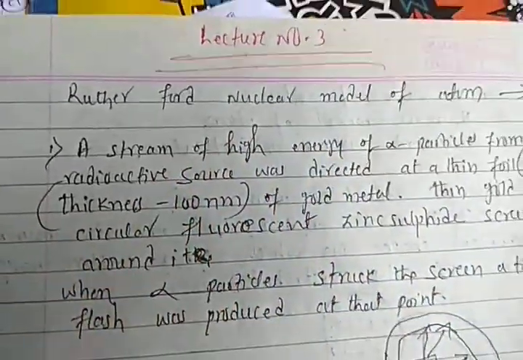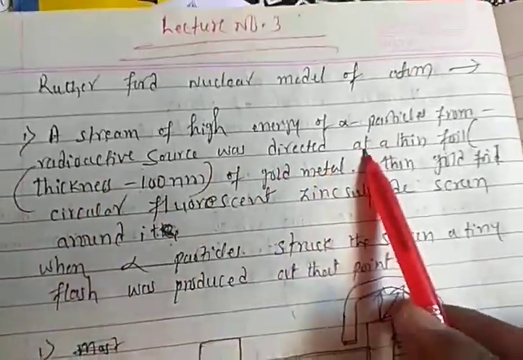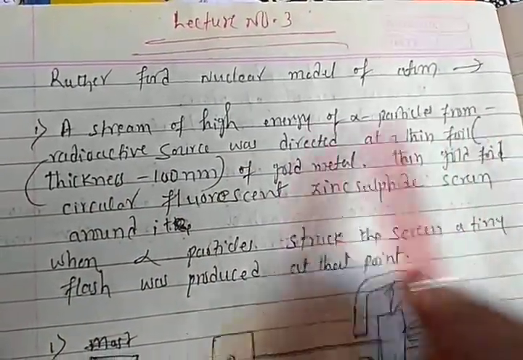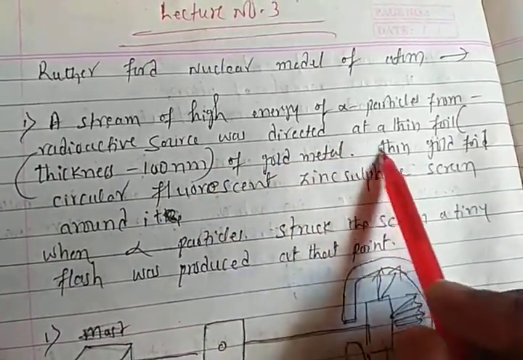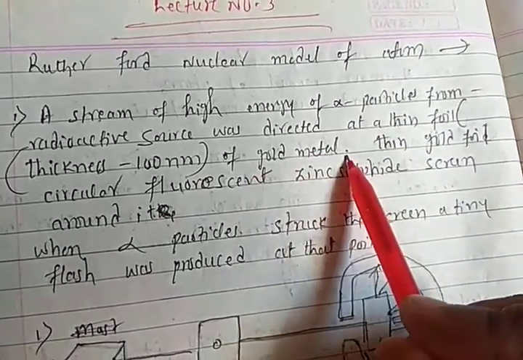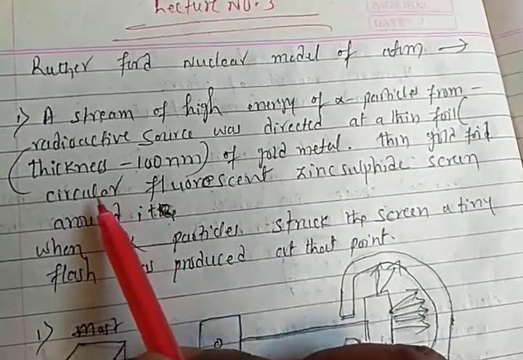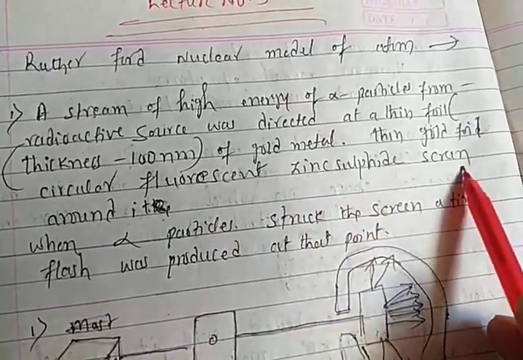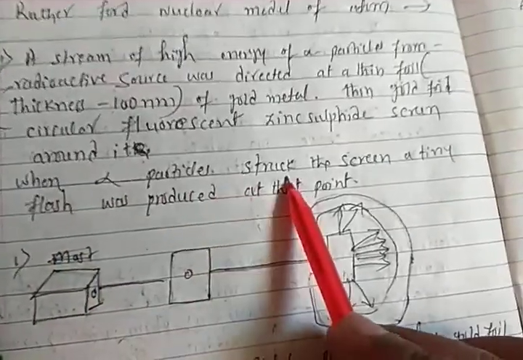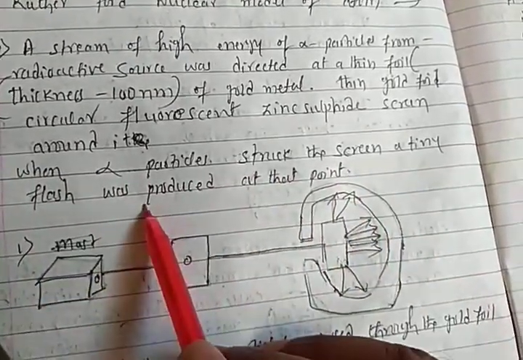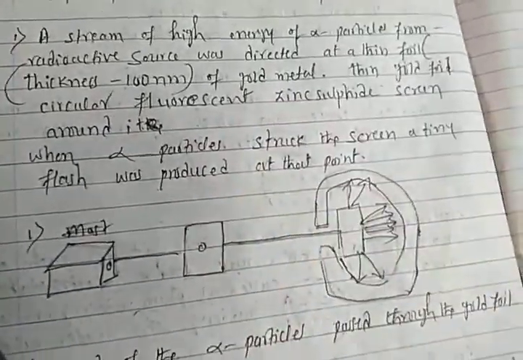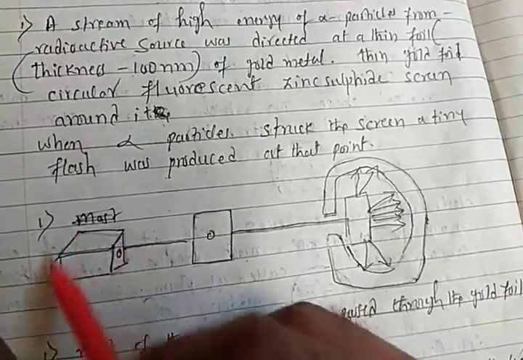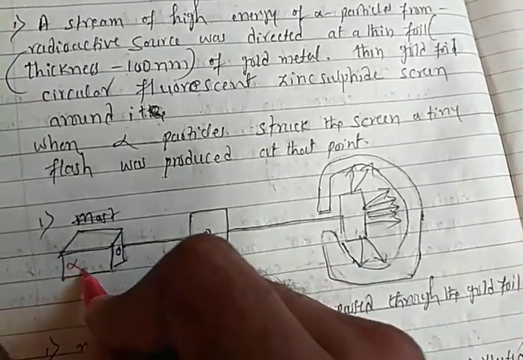In this experiment, a stream of high energy alpha particles from a radioactive source was directed towards a thin foil of gold metal. The thin gold foil had a circular fluorescent zinc sulfide screen around it. When alpha particles struck the screen, a tiny flash was produced at that point. Right. So Rutherford conducted this experiment using a lead box, and in this lead box he used the alpha ray.